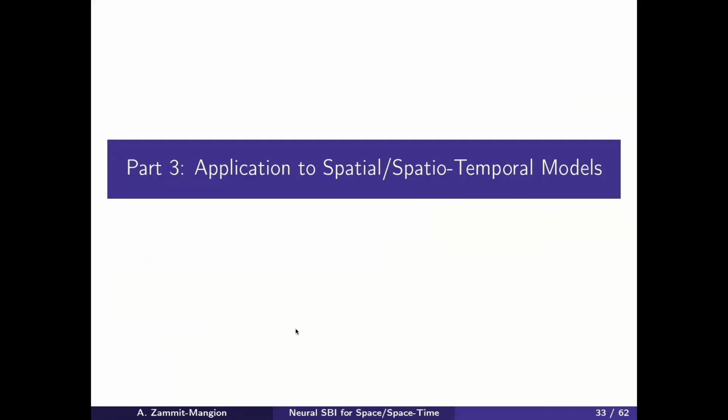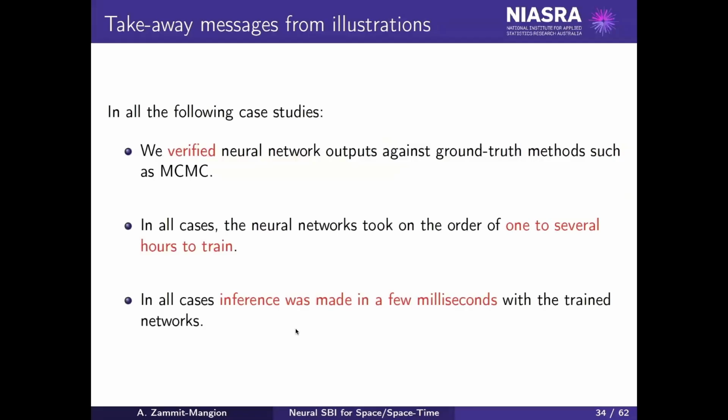So now we'll see how we've been using mostly, not always, neural point estimation in space and space-time models, and how this has helped us in various ways. I'll be showing you lots of case studies, mostly pictures. In all cases, we verified the neural network outputs against ground truth methods such as MCMC, if we could. In all cases, the neural networks maybe took a few hours to train, and inference was made in a few milliseconds after you trained the network.